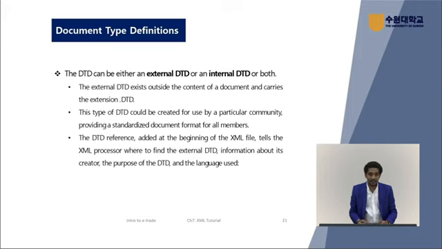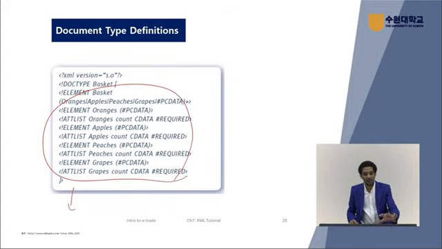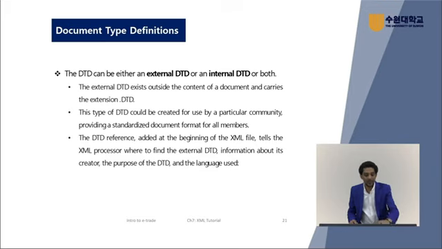So external, in a sense, means we can define our element tags, then use a separate file to store it, then we can call this document type definition into our XML code, right? So this one, for example, is a document type definition. We create this, then we save this with a DTD extension, right?